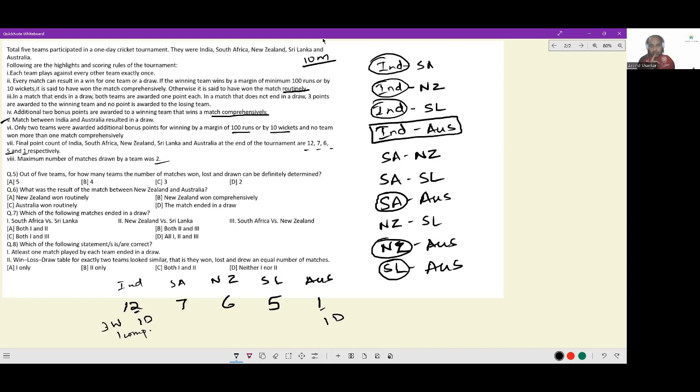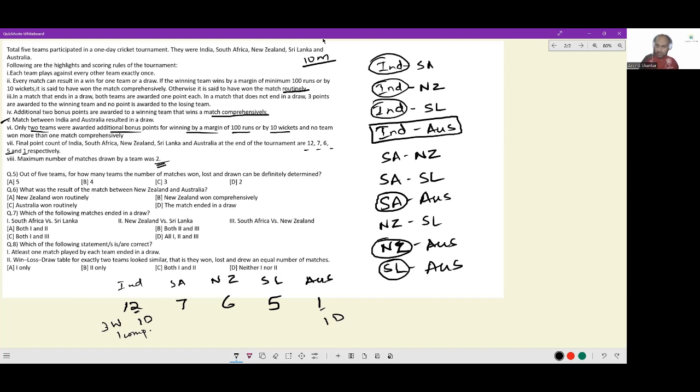Now let us look at this. One of these matches ended in a comprehensive win for India. Which match was that? We don't know. But one of these matches ended in a comprehensive win. We were also told maximum number of matches drawn by a team was 2, and only 2 teams were awarded additional bonus points for winning by a margin. Basically, 2 teams got comprehensive win points. Now, which team could have gotten comprehensive win points?